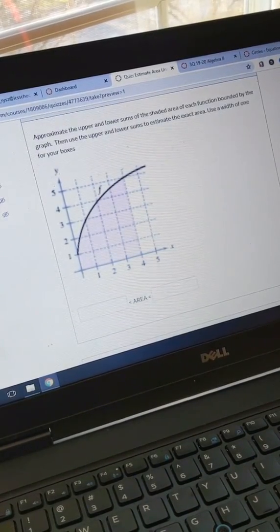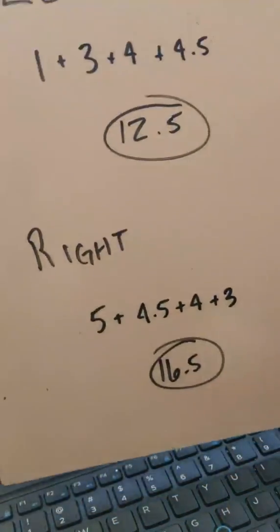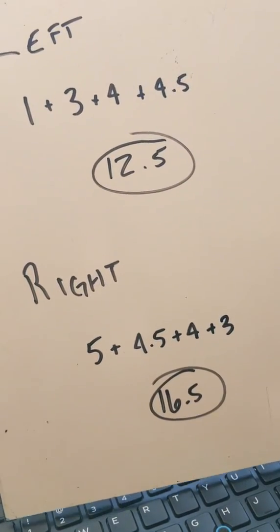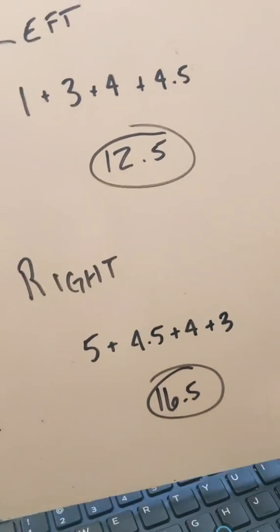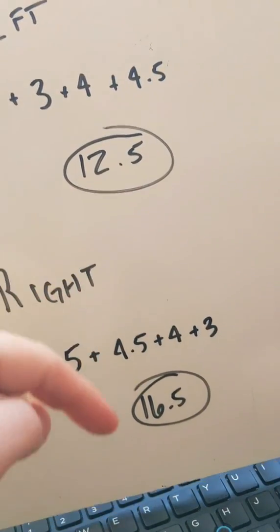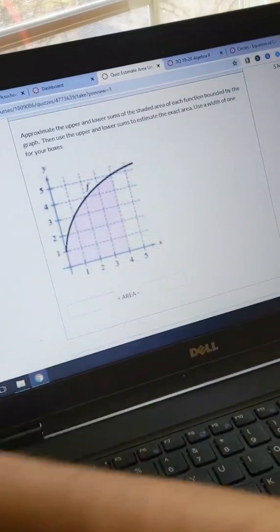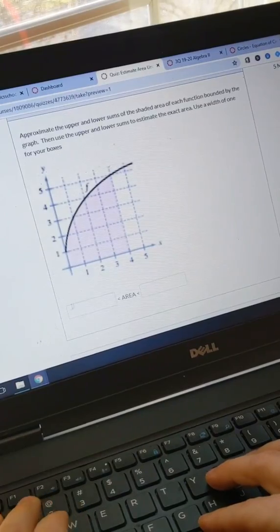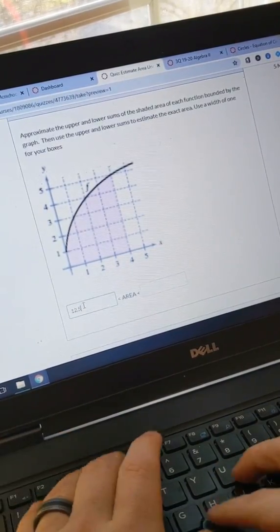Okay. So there's no way to determine which one is going to be upper and lower until you get it done. And if we look here, left we got 12.5, right we got 16.5. So we could say that the area is guaranteed to be in between 12.5 and 16.5.